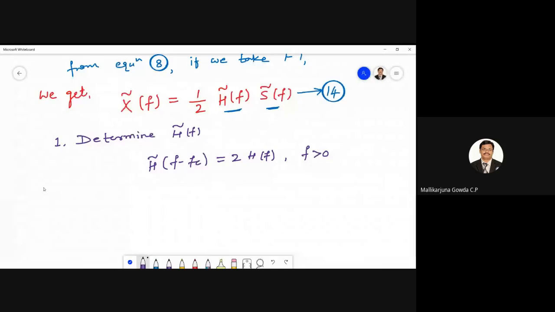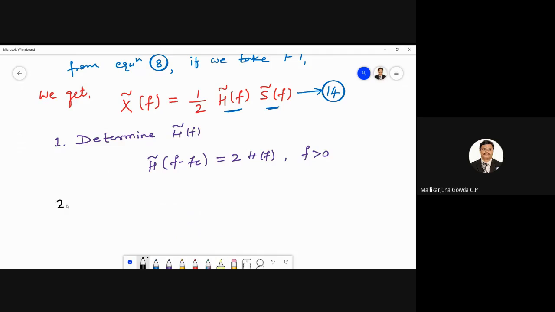Yes, are you aware of this equation? I said while discussing the bandpass system, I told the time domain procedure, and I asked you people to do in the same way for the frequency domain procedure. If you have done that, then you will be able to say H tilde of f minus fc is equal to 2 into H of f. Okay, if you have not done it, then you have to look back.